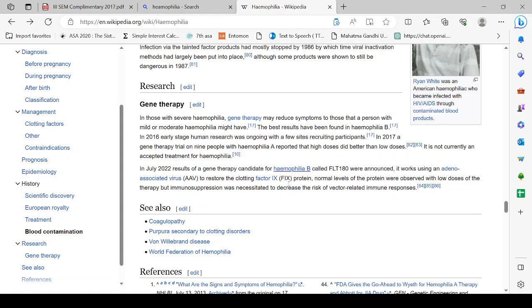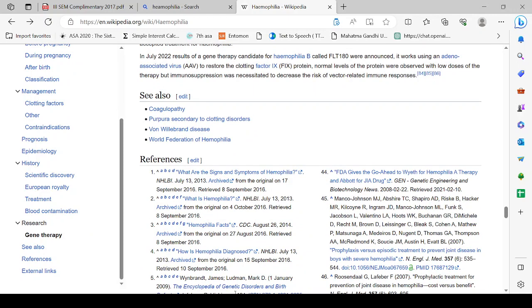Now different possibilities are being tried, and even gene therapy is being explored. But you don't need to go into the detail. Just understand what haemophilia is, what the two types of haemophilia are, and how haemophilia is transmitted.